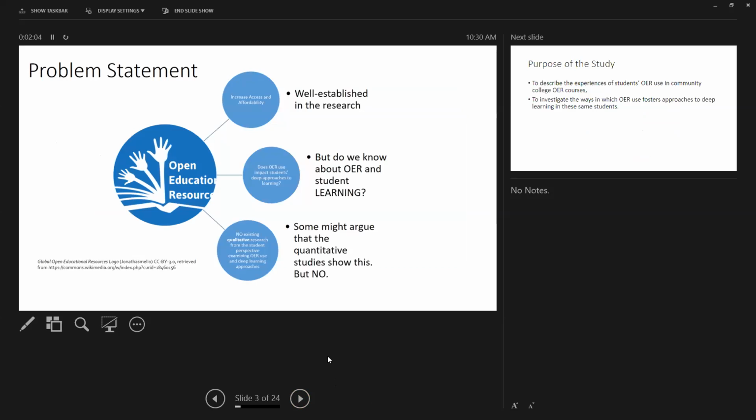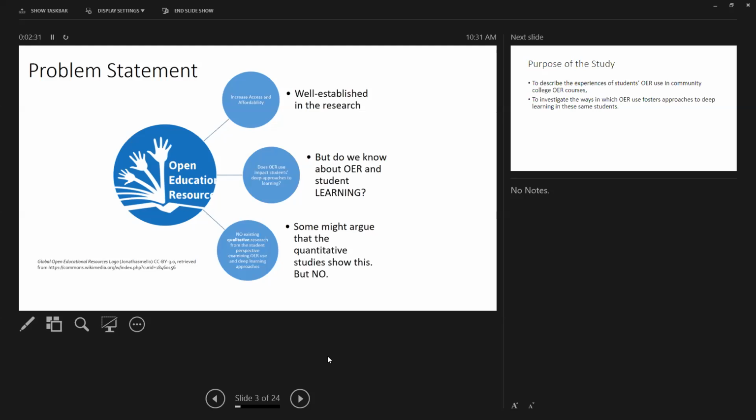So as far as the problem statement, the research around open educational resources has pretty much well established that OER, or open educational resources, do increase student access and do make college learning more affordable for students. But my question is, what do we know about OER and student learning? What impacts does OER use have on student learning?